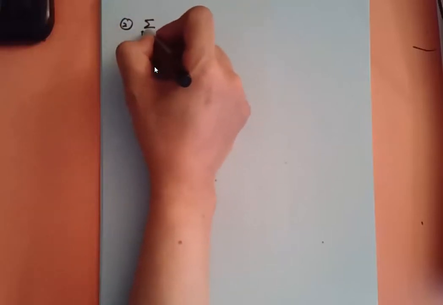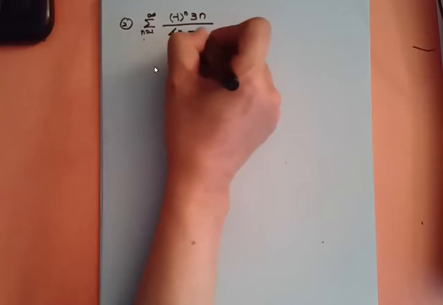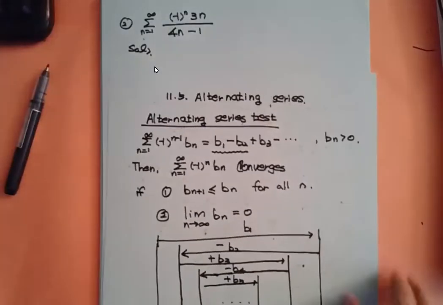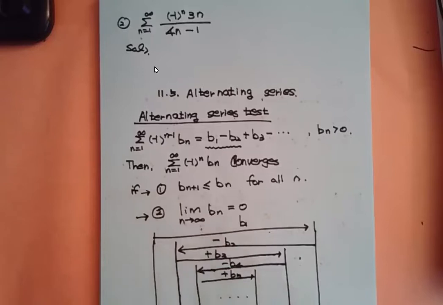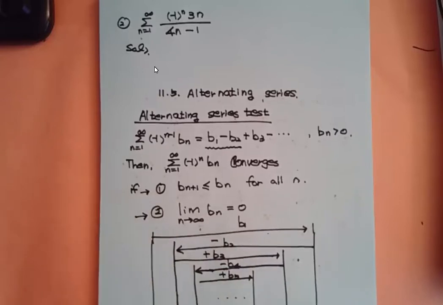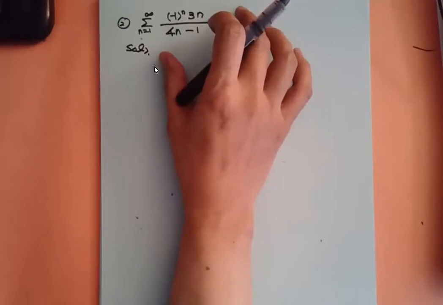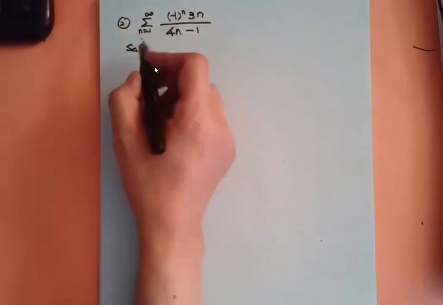So now we want to think about the summation from n equals 1 to infinity of negative 1 to the n power times 3n over 4n minus 1. The alternating series test checks whether that is decreasing and whether the limit goes to 0. We can check whether this is decreasing, but obviously that would decrease. However, if you think about the limit of bn, you will realize that it doesn't go to 0.